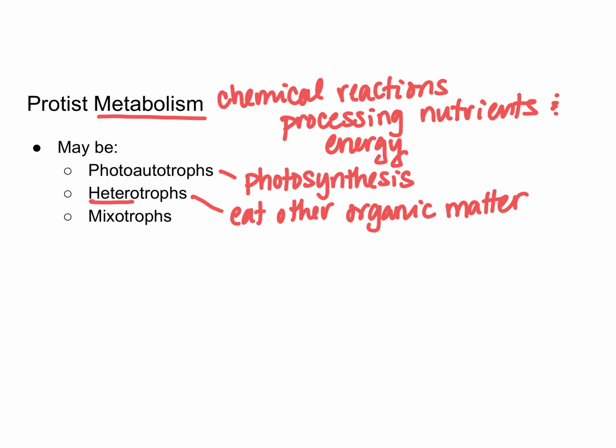All right, hetero means other, whereas auto means self. So photoautotrophs feed themselves by conducting photosynthesis. Heterotrophs have to feed themselves by eating other organisms. And then a mixotroph means that they can do either or. So a single protist might be able to be a photoautotroph depending on the conditions, or they might be able to switch over to being a heterotroph depending on the conditions.